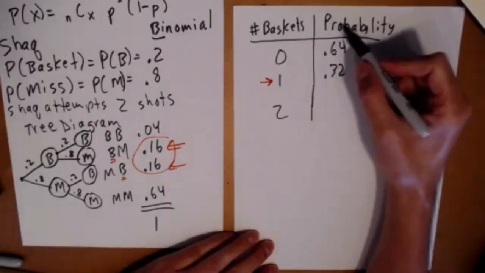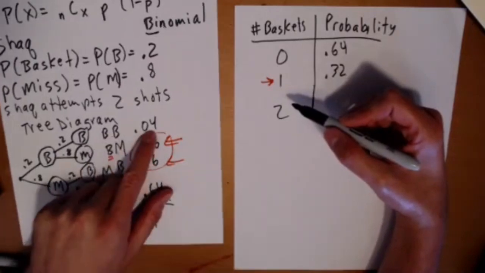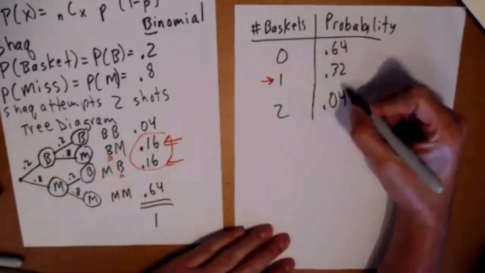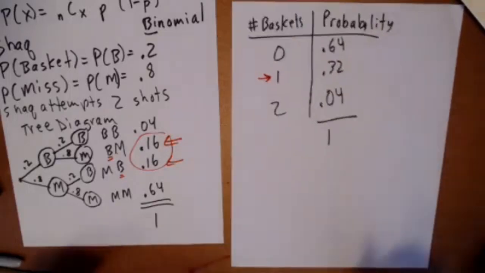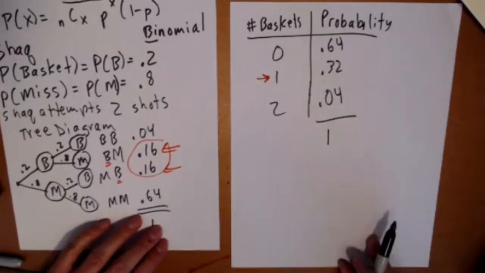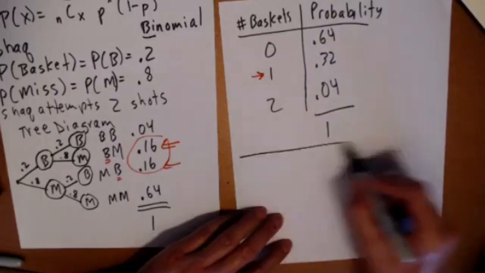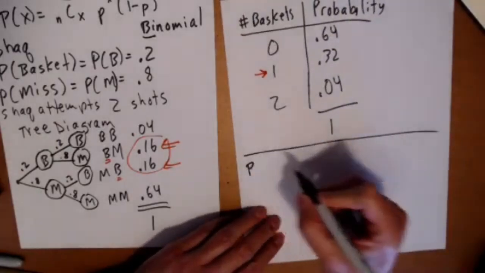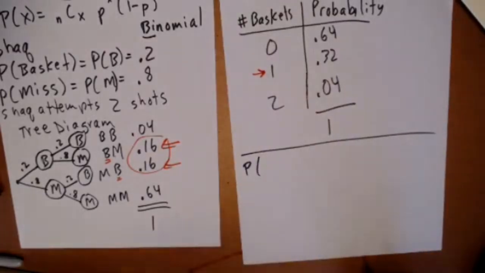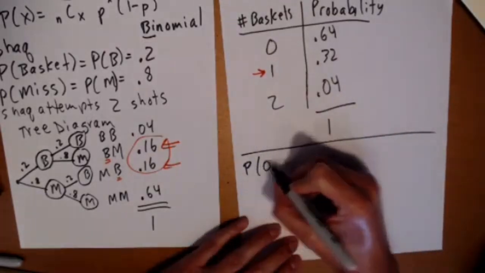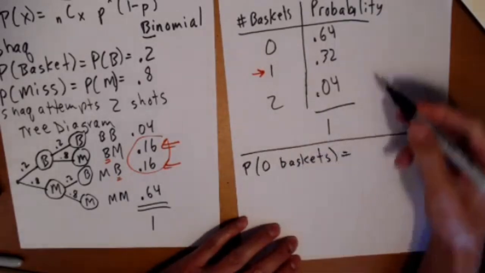And then the number of baskets he makes is 2, probability of that, so that means basket, basket, so that's 0.04. And if I add these together, it has to add up to 1. Okay, cool. So they're going to ask us questions like this. So what's the probability that he makes probability of 0 baskets? So you would just sort of make this little table.